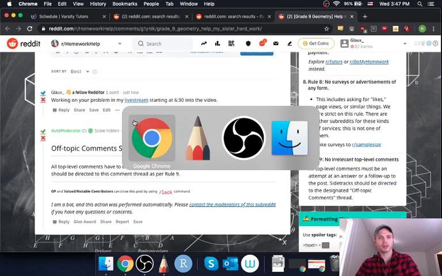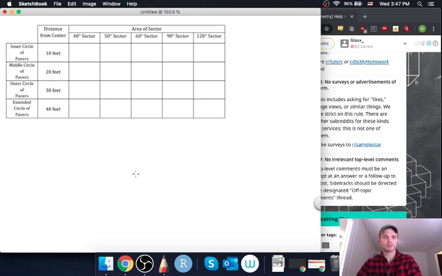So let me draw a picture of what I mean. We have a circle, then we have a concentric circle, okay? And we want to figure out this area. That's obvious, right? That's the inner circle of pavers. But this middle circle of pavers area, I don't know if they just want this area or if they want us to include the previous area. We'll see.